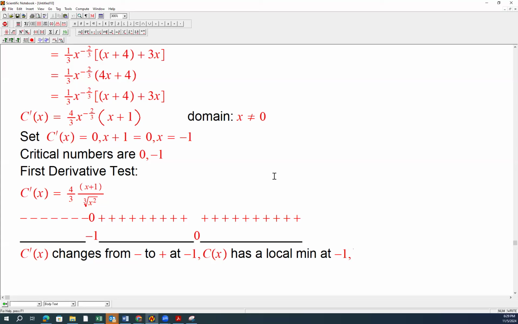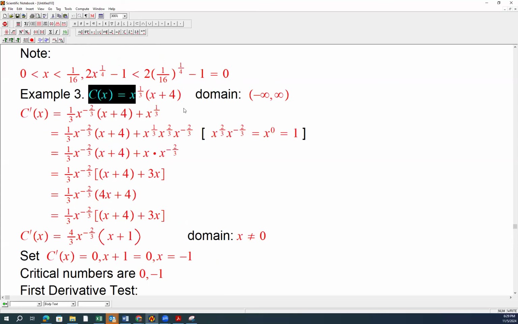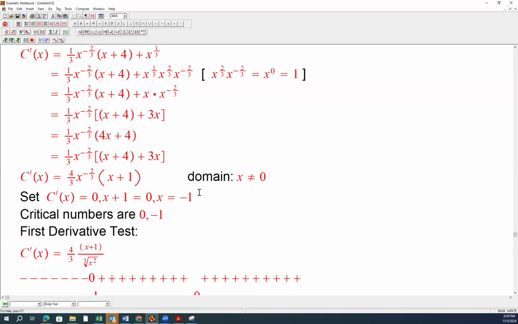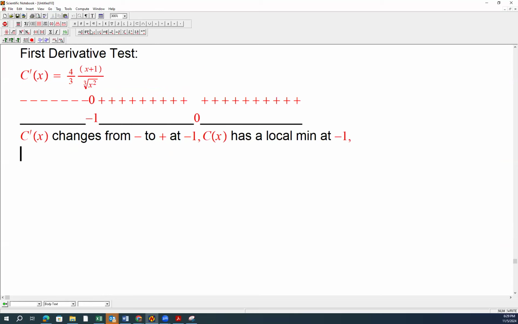Okay, and the value of the function at -1, we're going to plug in the original function. Here is going to be -1, and over here is going to be -1. -1 raised to the power of 1/3, that's the cubic root, that's going to be -1. And -1 times +4 equals 3. So it equals -3. So that's a local minimum.